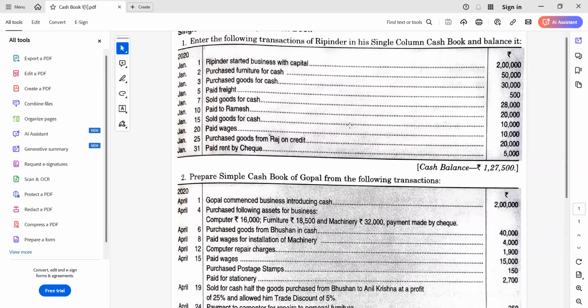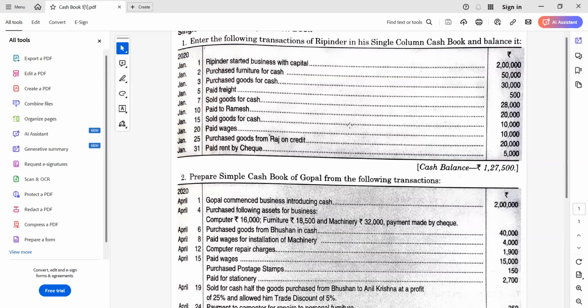Enter the following transactions of Ripinder in his single column cash book and balance it. So Ripinder started business with capital 2 lakh, purchased furniture for cash, purchased goods for cash, paid freight, sold goods for cash, paid to Ramesh, sold goods for cash, paid wages, purchased goods from Raj on credit, paid rent by cheque. So these are the transactions you have to record in the single column cash book.